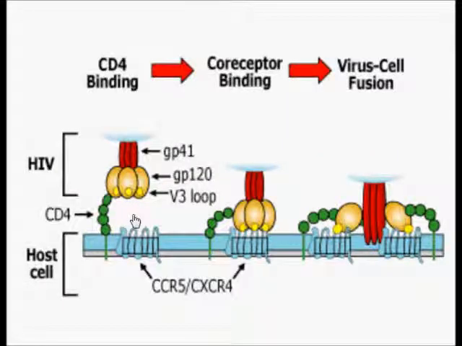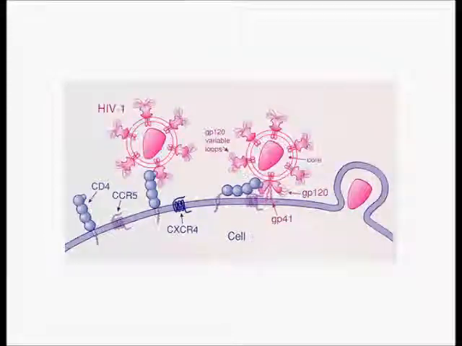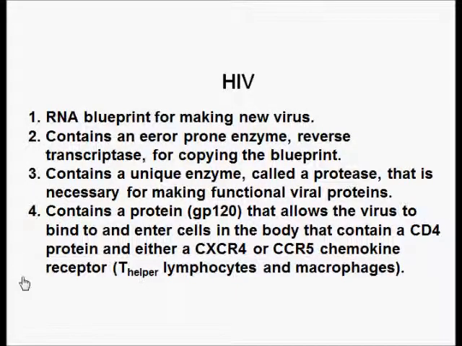This is a picture of how binding occurs. More binding stuff. Notice that GP41 kind of comes out once GP120 conformationally changes. And then CCR5 and CXCR4 are co-receptors, and they're important in bringing the virus closer to the host cell so that fusion can occur. Once binding occurs, we see that the safe gets deposited. We already talked about how the safe gets deposited with the viral RNA and the reverse transcriptase. So you can review that.